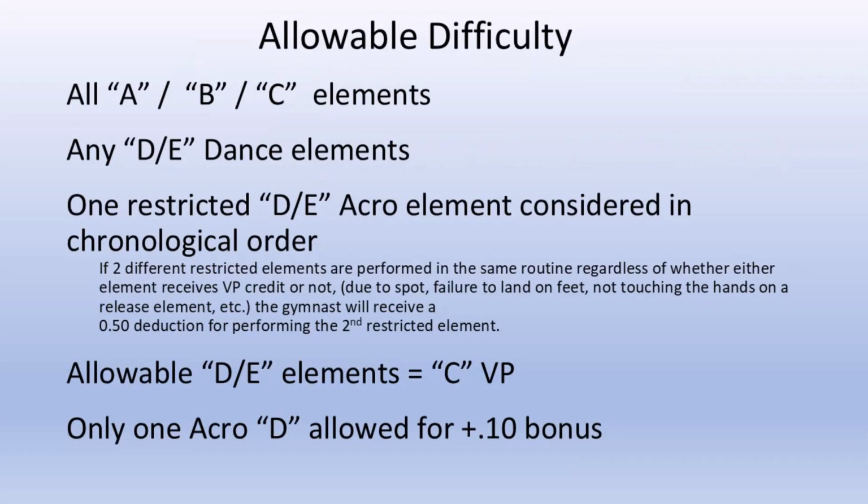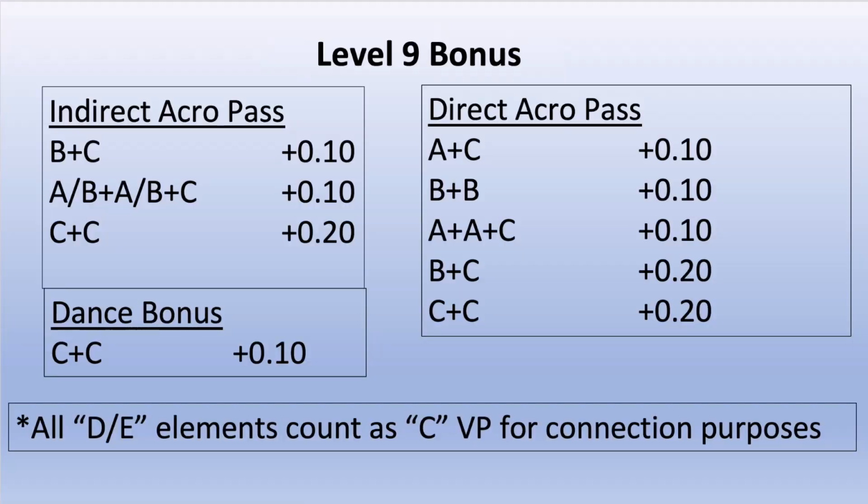Our allowable difficulty, we are allowed all A, B, and C elements, any D or E dance elements, and 1 restricted D or E acro element considered in chronological order. Only 1 D or E acro is allowed for only the 1/10 bonus, and all of the DEs will receive C value part. Our level 9 bonus chart and an appendix 15 in the code.